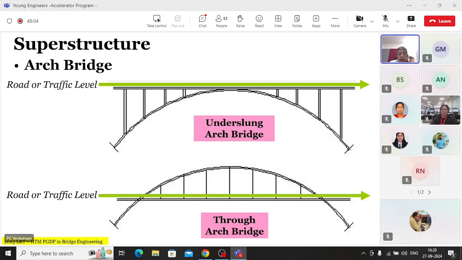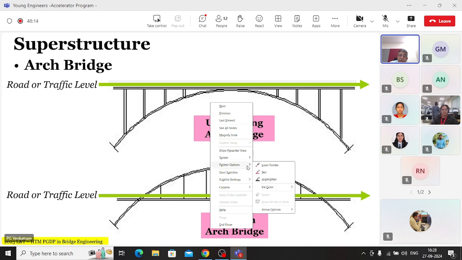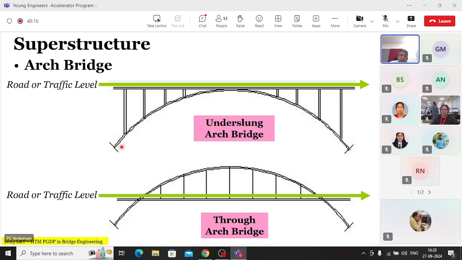Then the arch arrangement, there are two types. You have the underslung arch, wherein the arch is below the deck. The Chenab Bridge we saw is a good example, where the arch is primarily taking the load. Then there's the through arch type, and a very good example is the Sydney Bridge, which has an arch that is partly below and partly above. It's the most iconic example, wherein the traffic level is in between the two.